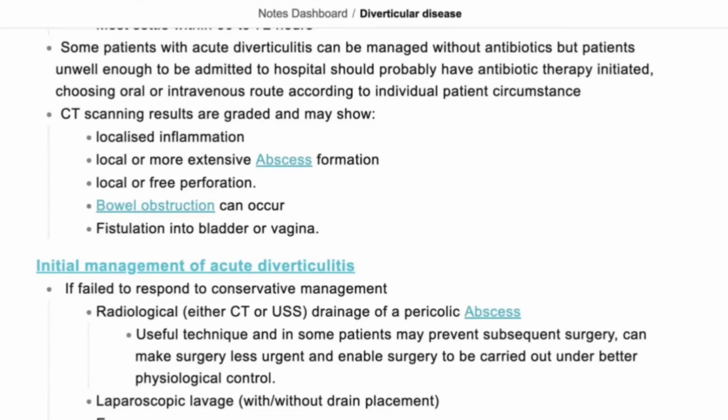Endoscopy, you need to be really clear if you're going to do a colonoscopy. So correct, it's going to be non-urgent, and you would have to wait until the inflammation has resolved. Otherwise, you're risking a perforation for the patient. And if the patient is very unwell and you diagnose acute diverticulitis and they're currently septic and you worry about abscess, you want to do radiological drainage with laparoscopic lavage or emergency surgery like defunctioning and Hartmann's procedure.